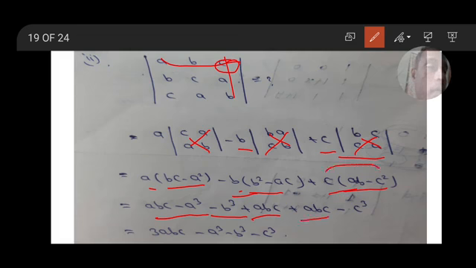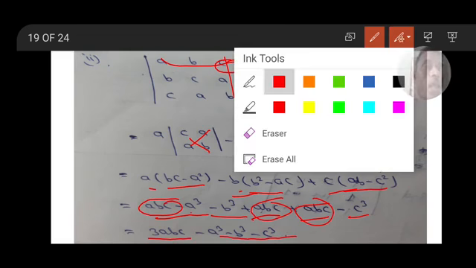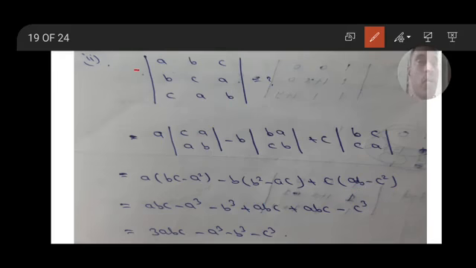ABC into C square, it is minus C cube. ABC plus ABC plus ABC, that is 3ABC minus A cube minus B cube minus C cube, remaining terms are same. Next problem means we have to remember, if you take the first row, first element plus A into its minor minus element minus B into its minor plus C into its minor, that is the determinant of the matrix.